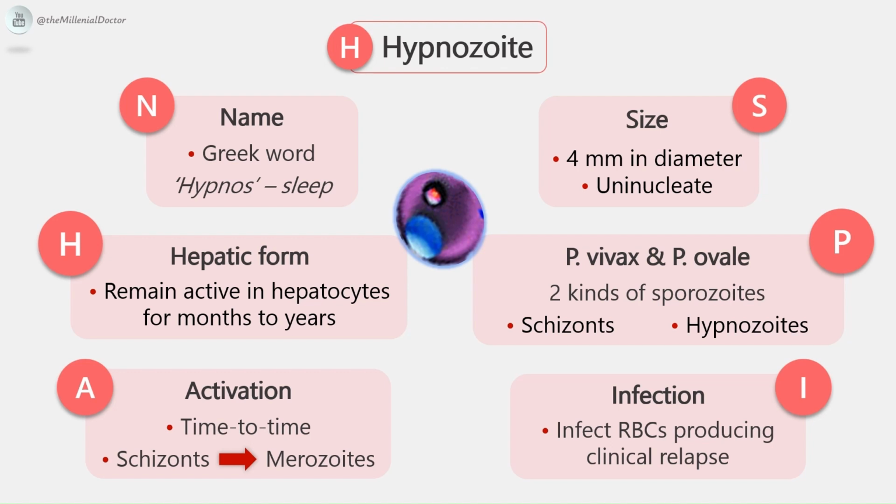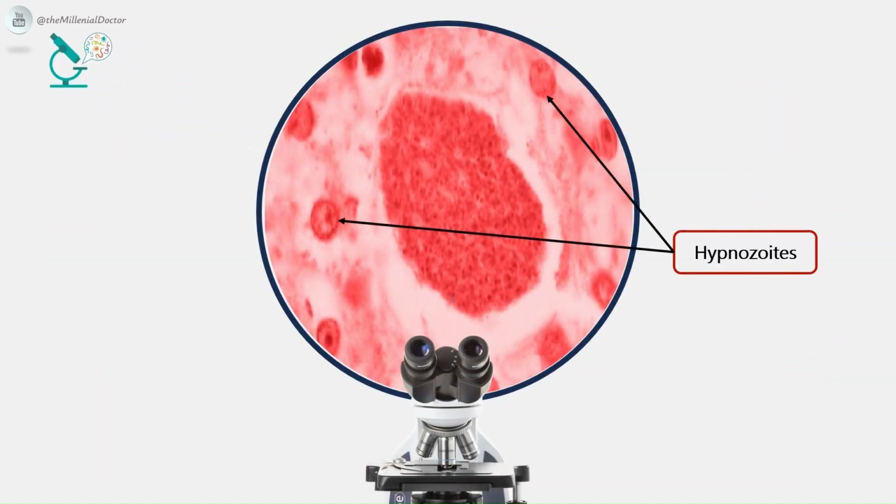Size: they are about 4 micrometers in diameter and are uninucleate. In latent stage, in Plasmodium vivax and Plasmodium ovale, 2 kinds of sporozoites are seen, some of which multiply inside hepatic cells to form schizonts, and others persist and remain dormant in the resting phase. In relapse, the resting forms are called hypnozoites. From time to time, some are activated to become schizonts and release merozoites, which go on infecting RBCs, producing clinical relapse. These are the hypnozoites when seen under a microscope.